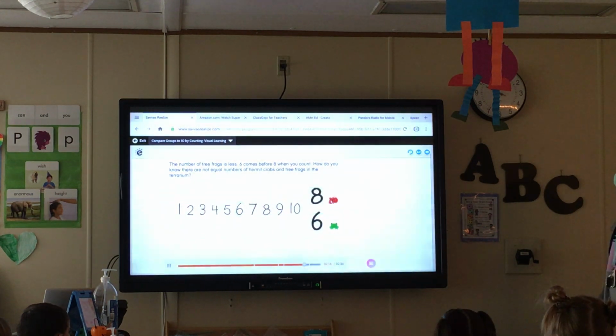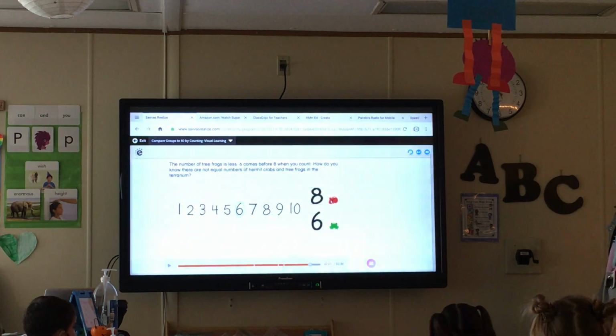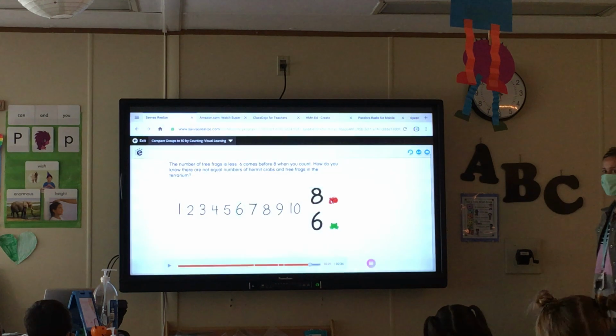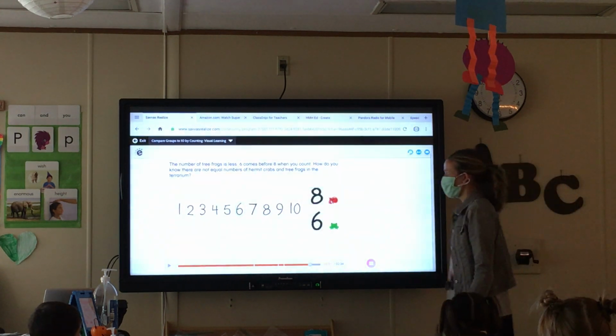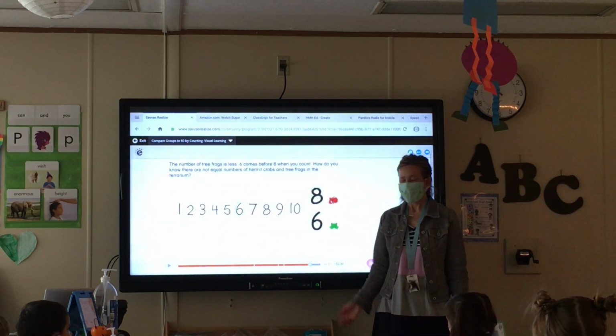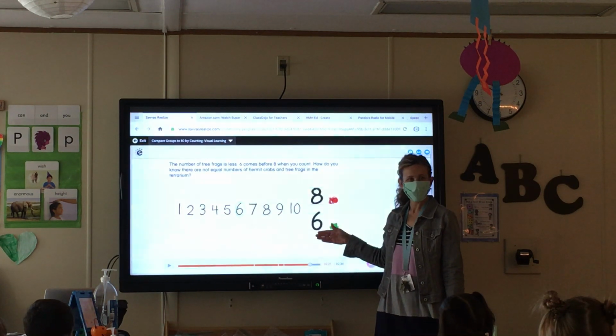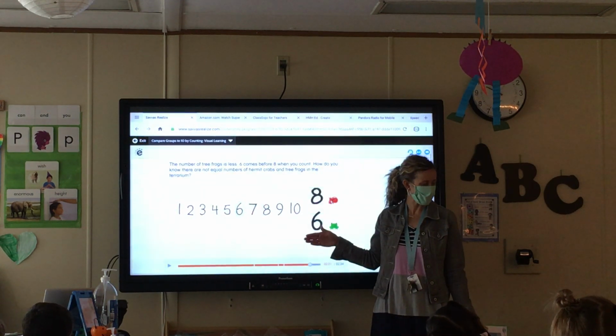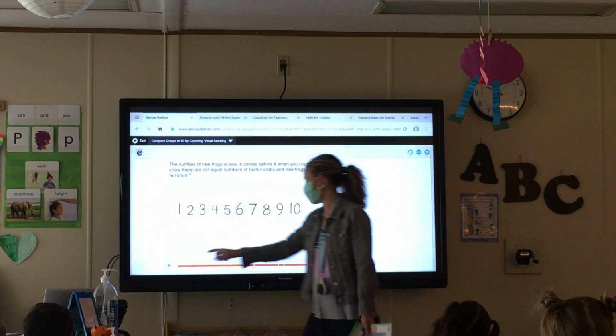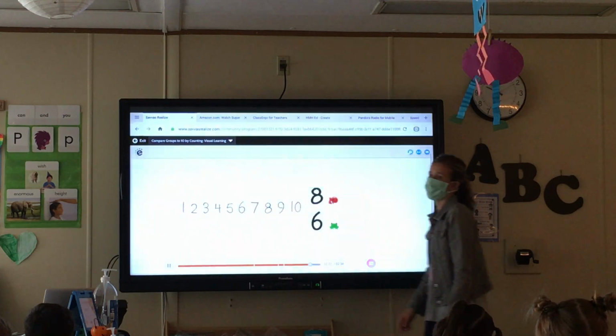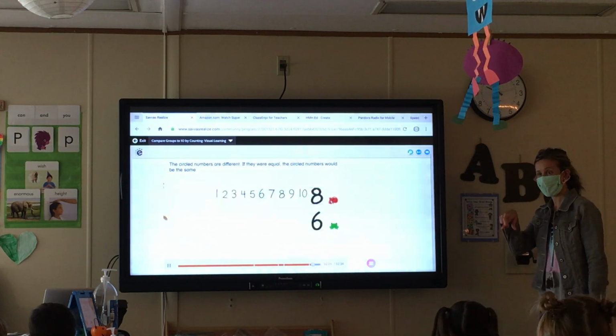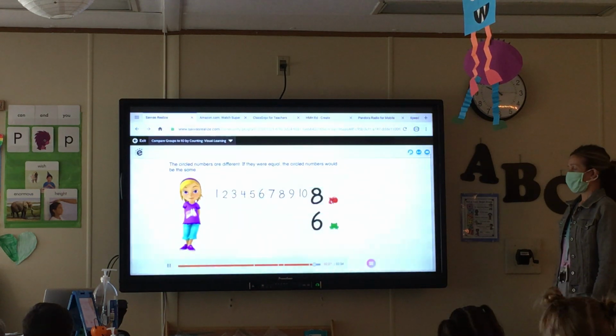How do you know there are not equal numbers of hermit crabs and tree frogs in the terrarium? They're not the same number, right? Good one, Madeline. They're not the same, so we know that they're not equal, right? If you have the same number, if you have 8 and 8, that's equal. Equal means it's the same, right? Okay, here you go. The circled numbers are different. If they were equal, the circled numbers would be the same.